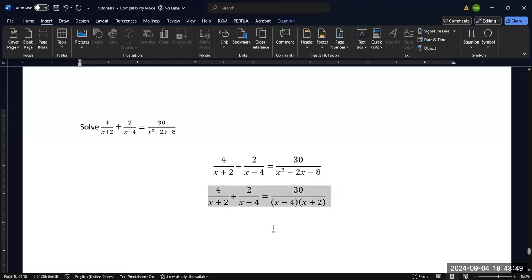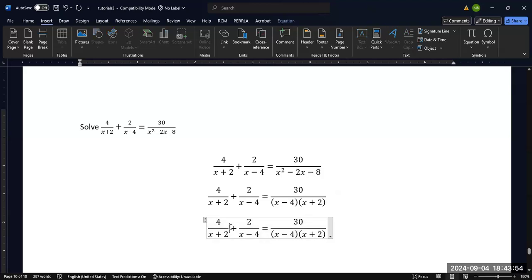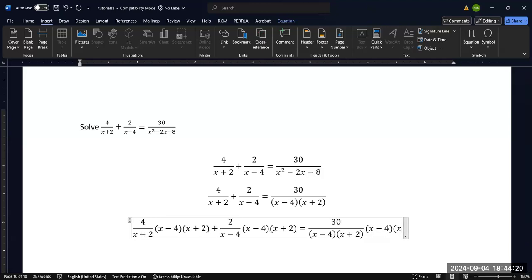So we're going to take our problem, and essentially what we're going to do is for every one of these terms, we're going to multiply by the common denominator. So x minus 4, x plus 2. And then on this side of the equation, x minus 4, x plus 2. And then on this side of the equation, again, what we're essentially doing is multiplying both sides of the equation by the same thing. And you're allowed to do that in algebra.